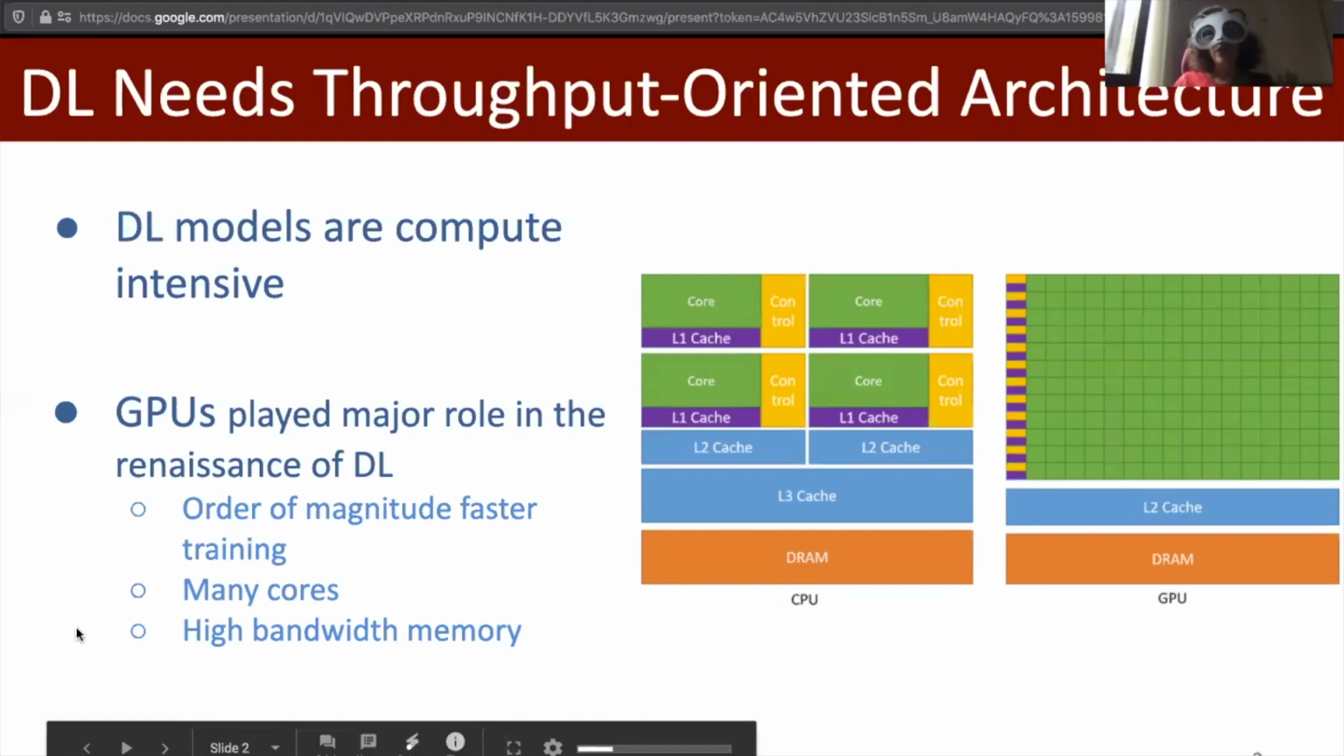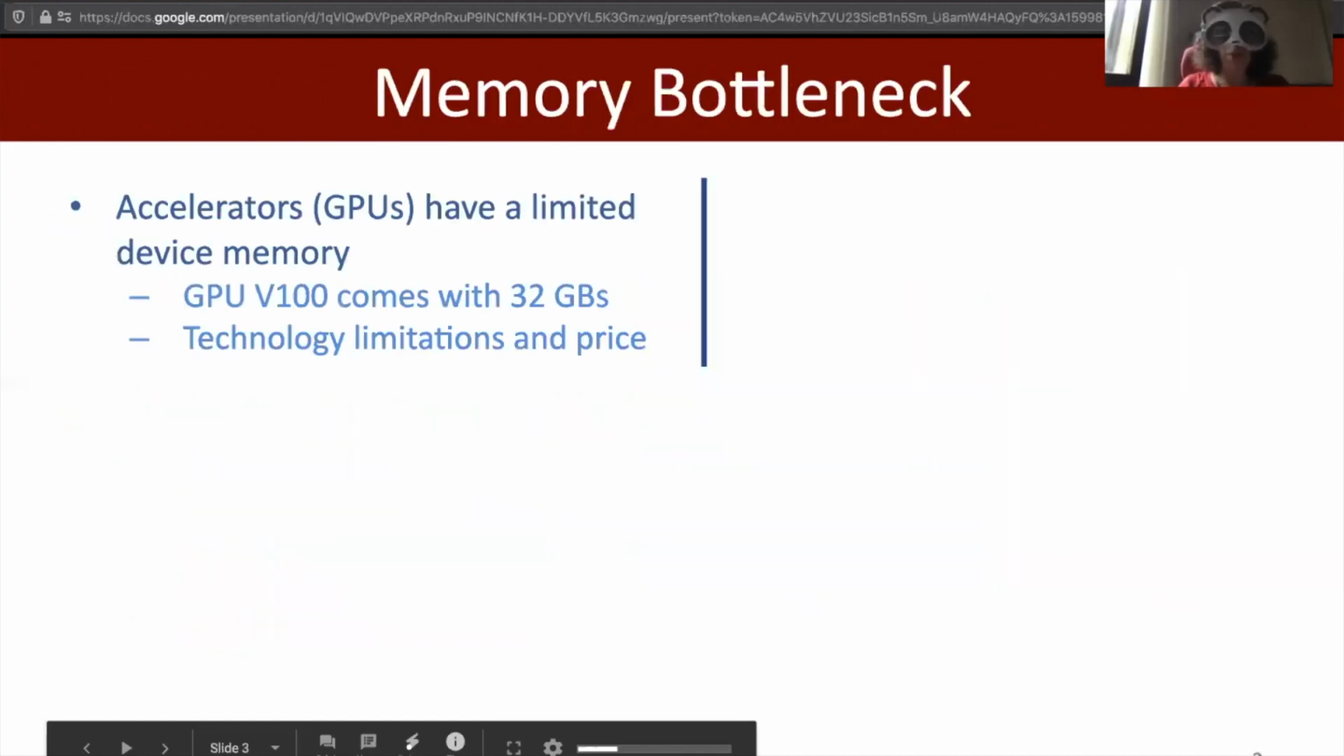Okay. So deep learning models are compute intensive. That's why GPUs are very good at training. They can provide orders of magnitude faster training and have higher memory bandwidth and lots of cores. But the problem with GPUs is they have very, very limited memory. For example, V100 comes with 32 gigabytes of memory, and technology limitation and price don't allow you to go much larger.